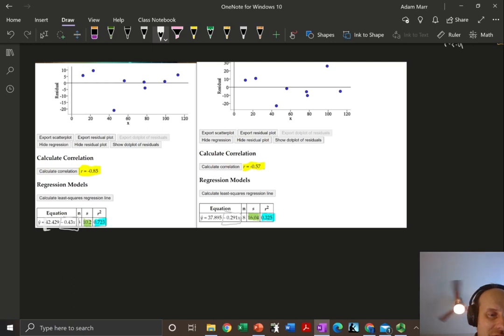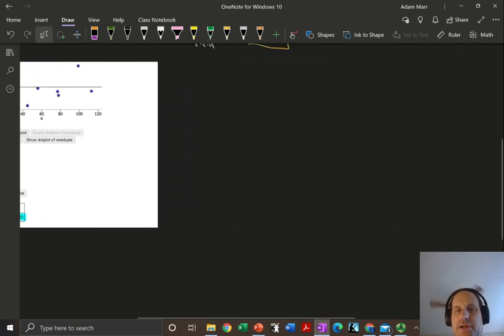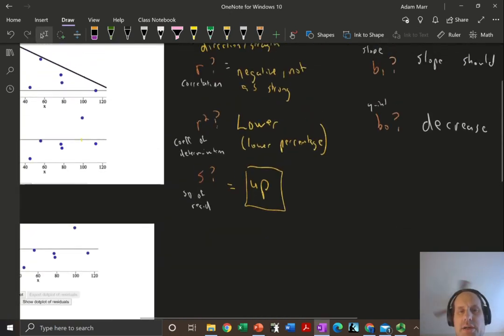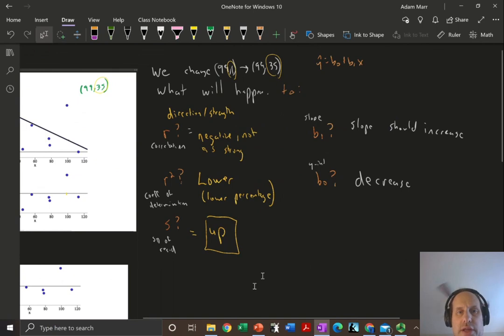The y-intercept though decreases, as you see right here, from 42 to 37. So there you go. All right, there's everything right there. It kind of sums it all up for you. All right, hopefully this was helpful.